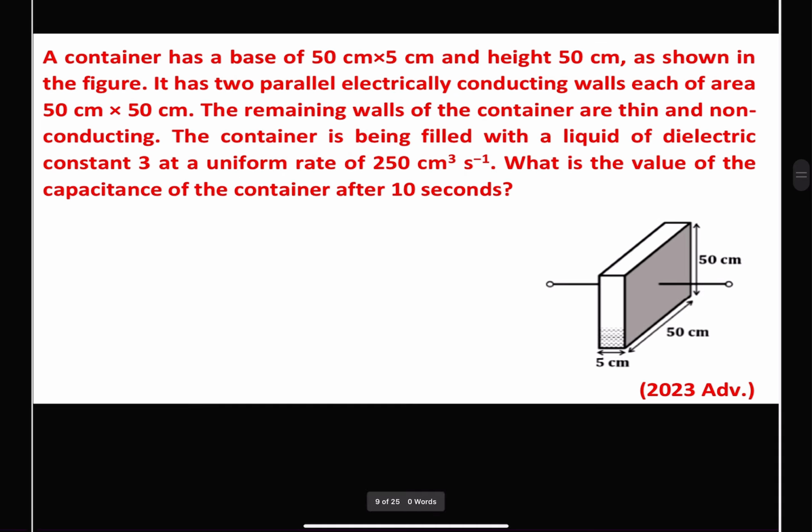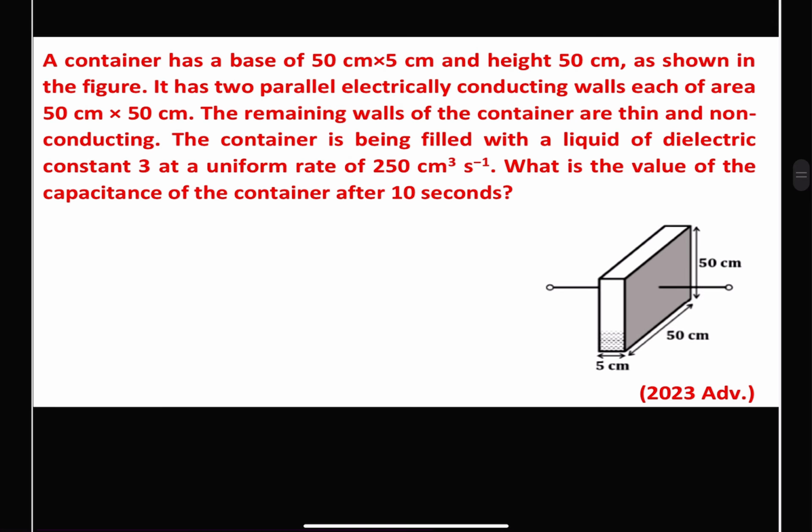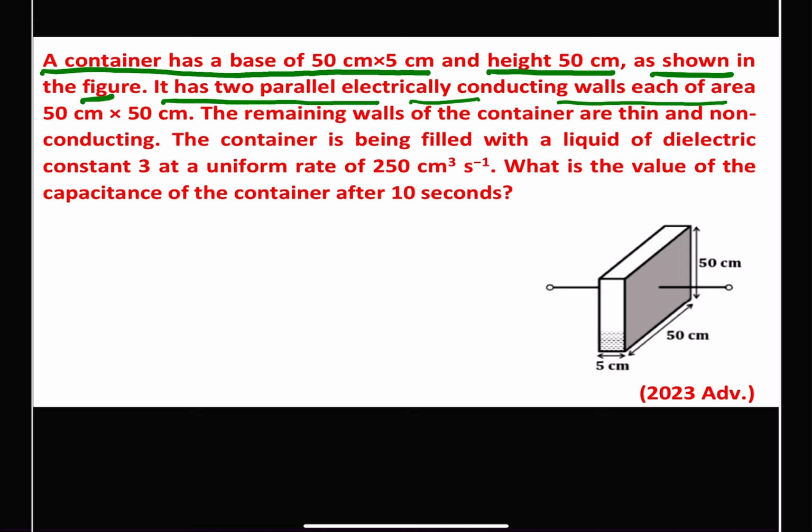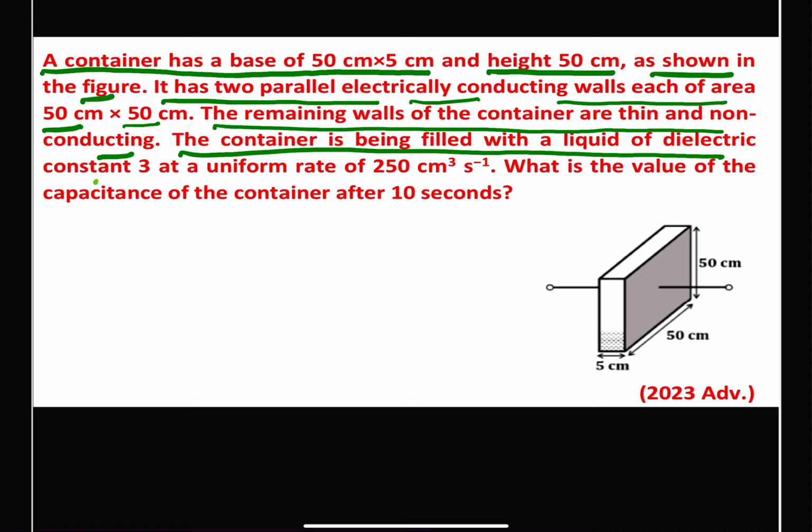It states that a container has a base of 50 by 5 centimeter and height 50 centimeter as shown in the figure. It has 2 parallel electrically conducting walls, each of area 50 by 50 centimeter. The remaining walls of the container are thin and non-conducting. The container is filled with a liquid of dielectric constant 3 at a uniform rate of 250 centimeter cube per second. What is the value of capacitance of the container after 10 seconds?